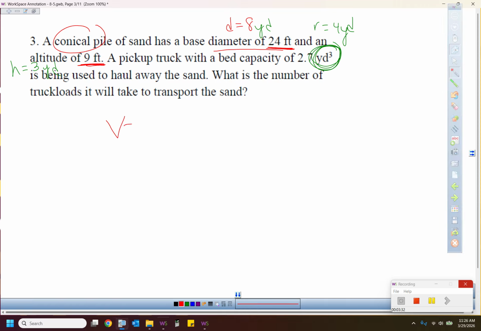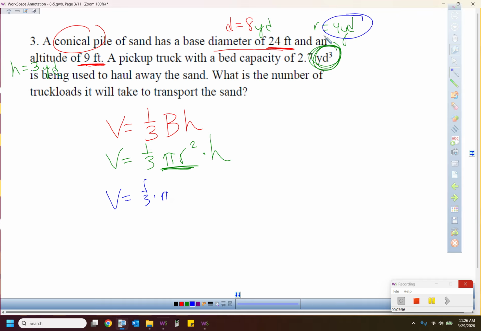We want to find the volume of that. Well, according to the yellow card, it's 1/3 base area times height. But I think it would be best if we use this formula. Remember, the shape of the base of a cone is a circle, and the area of a circle is pi r squared. So it's nice to see that. So if we put this in, 1/3 times pi times the radius squared. So I'm going to put a 16 in there because that's what 4 squared is, times the height of 3.